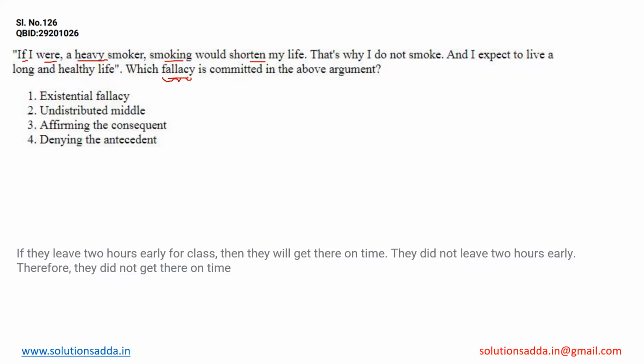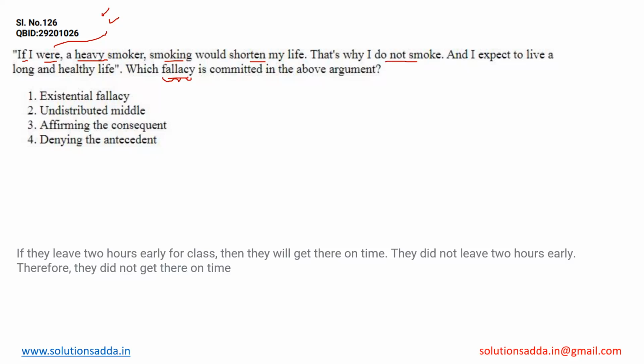The argument is formed of short sentences, like "if I were," where there is a possibility that the person might be a smoker, and "not a heavy smoker, smoking would shorten my life." This is a fact: smoking is very dangerous to our health. So this person is saying that if he were a heavy smoker, he knows that smoking would shorten his life. That's why the person is saying, "that's why I do not smoke."